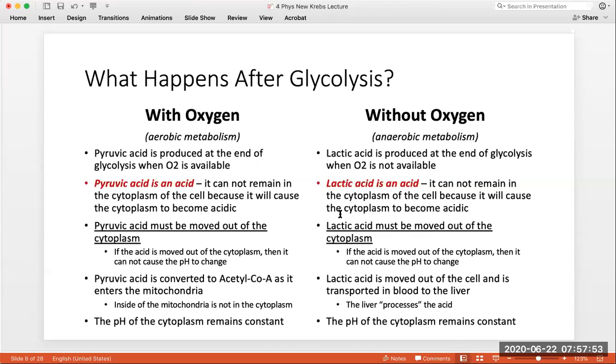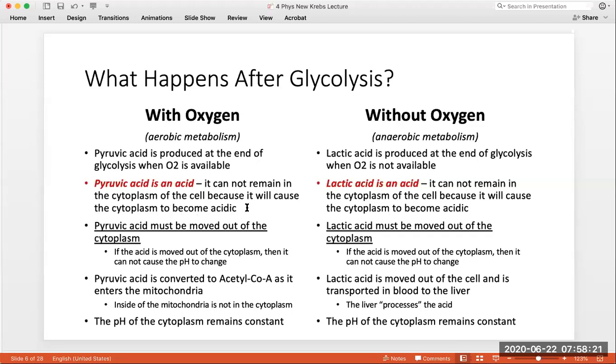So this is just a little bit more detail here. With oxygen, again, this is aerobic metabolism. Pyruvic acid is produced at the end of glycolysis when oxygen is available. Pyruvic acid is an acid, and this is important. Even if you call it pyruvate, it's an acid. And so acids can't be allowed to remain in the cytoplasm, because if you keep an acid in the cytoplasm, it's going to cause the cytoplasm to become acidic.